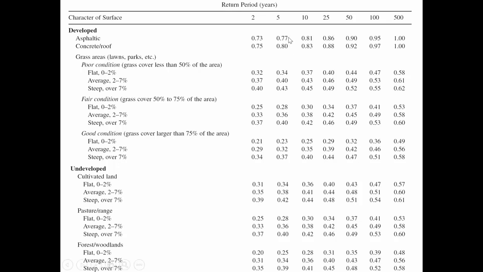Yeah, for a 5-year storm, it's saying 0.77. Okay, so let's have 4 hectares of C equals 0.77, and then 12 hectares of fair lawns with 4% slope. So for 12 hectares, our C value for a fair lawn, 4% slope, and the 5-year storm is 0.36. That watershed also has 4 hectares of a rail yard.